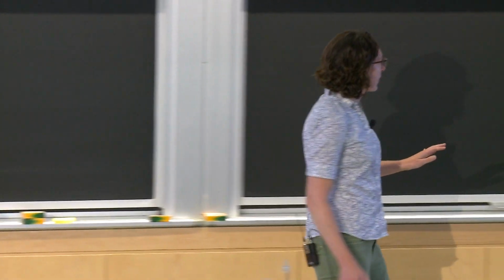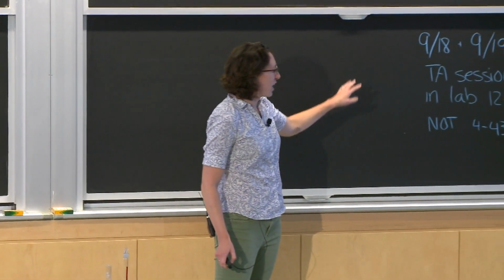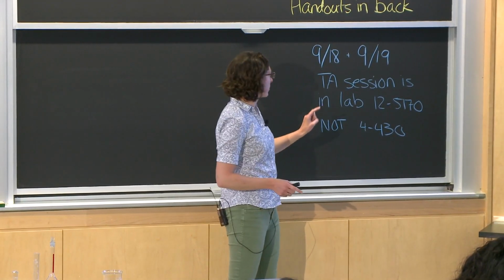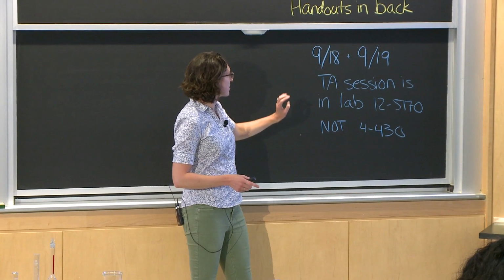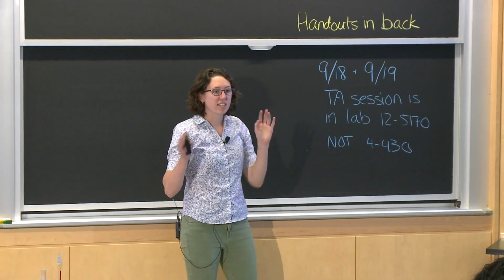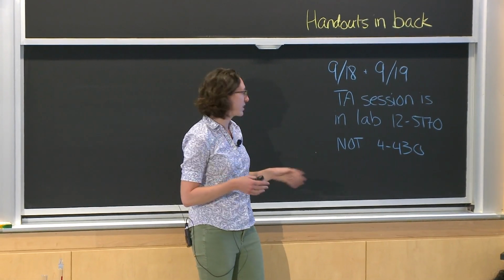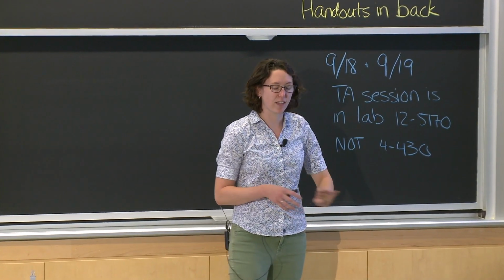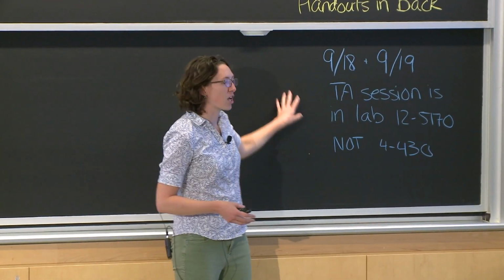And one of the things that was pointed out this week in the lab is that there is a typo left over from when we were in the old labs in Building 4. And so this Wednesday and Thursday, the TA session, the help session about how to write the Ferrocene lab report, is going to be in the lab, not at 4:30 as it says in the lab manual. So just come to lab as normal.